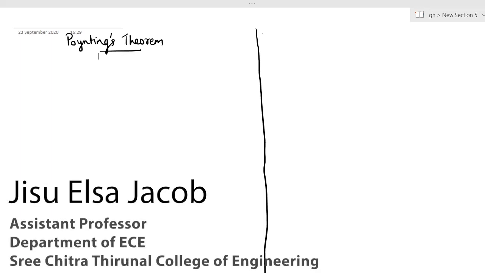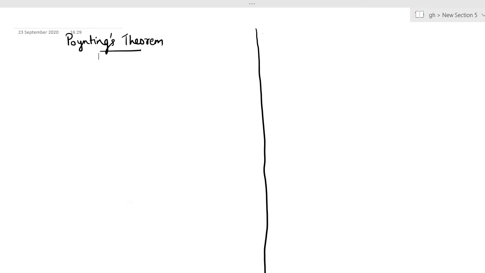Now we will first go through the derivation of Poynting's theorem. Energy can be transported from one point to another by means of electromagnetic waves, and this rate of energy transportation or rate of energy transfer is all given by Maxwell's third and fourth equations. So first let's check those equations.